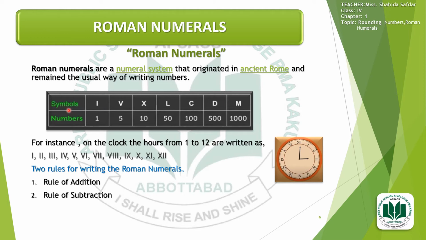Symbol I equals 1, symbol V equals 5, symbol X equals 10, symbol L equals 50, symbol C equals 100, symbol D equals 500, symbol M equals 1000. Students, these Roman numerals are also used in clocks and watches nowadays. Two rules for writing the Roman numerals are the rule of addition and the rule of subtraction.